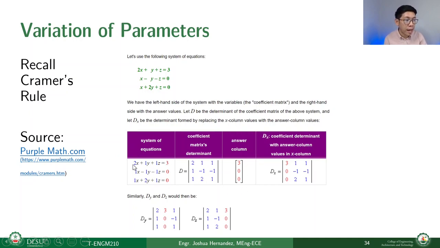So, if you want to find the value for x, for example Dx, to get the value of x, what you do is replace the column of your interested value or coefficient with the answer column. In this case, if that is x, then replace the x column by the answer column. So originally this was 2, 1, 1, the determinant. This column was replaced by 3, 0, 0. So you have 3, 0, 0, then 1, 1, negative 1, then negative 1, 2, and 1. In a similar manner, that is what we're going to do to solve for u sub 1 and u sub 2. We replace the column of the matrix for u sub 1 and u sub 2 with the answer column. Okay? So, that was a review of Cramer's rule.